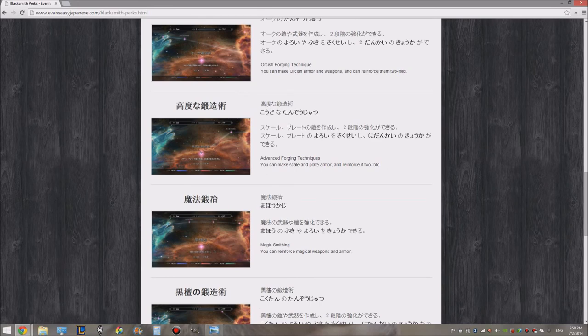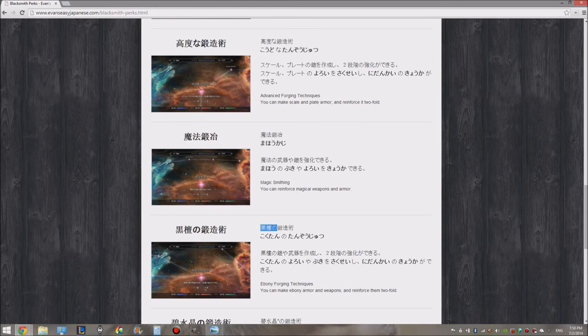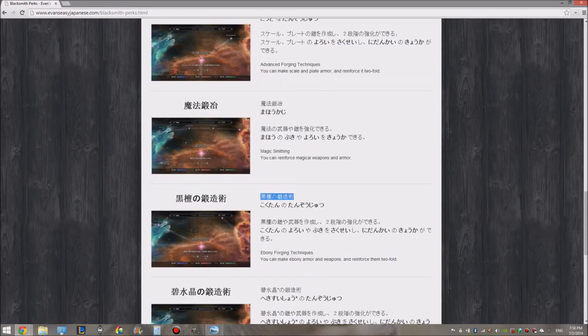Maho kaji. Maho means magic. Kaji means blacksmithing. So maho no buki ya yoroi o kyouka dekiru, able to reinforce armor and weapons that are magical. You can reinforce magic weapons. So maho no buki, magical weapons, ya yoroi, and armor, o kyouka dekiru, able to reinforce. Kokutan no tanzo jutsu. Kokutan is ebony. So there you go. Same thing as the other ones.